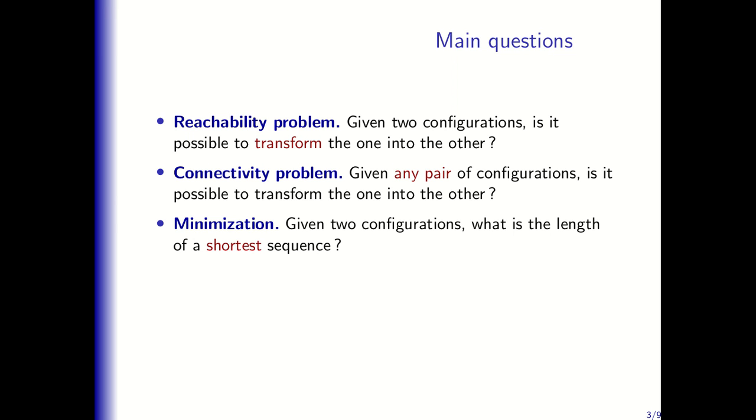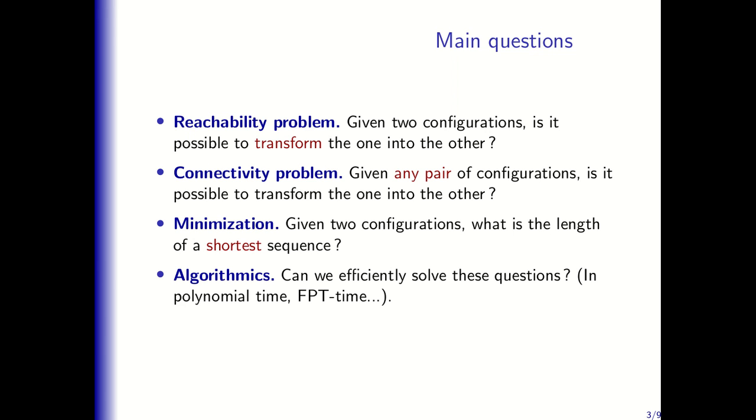And then when you know that a transformation exists, there is a question which is, okay, what is the length of the shortest sequence between my position and the target one? So if you are trying to solve the Rubik's Cube as fast as possible, you want to find a short sequence. And of course, all these questions have their algorithmic counterpart, which is, can we solve these questions fast? So for instance, in polynomial time, in FPT time, or is it hard? Is it NP hard or PSPACE hard?